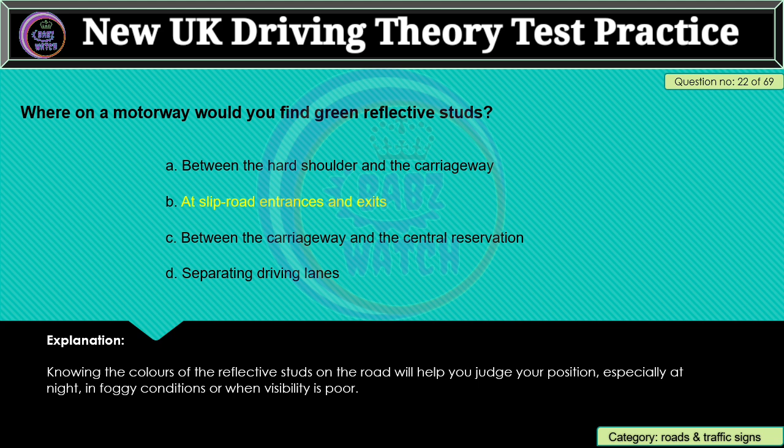Explanation. Knowing the colors of the reflective studs on the road will help you judge your position, especially at night, in foggy conditions or when visibility is poor.